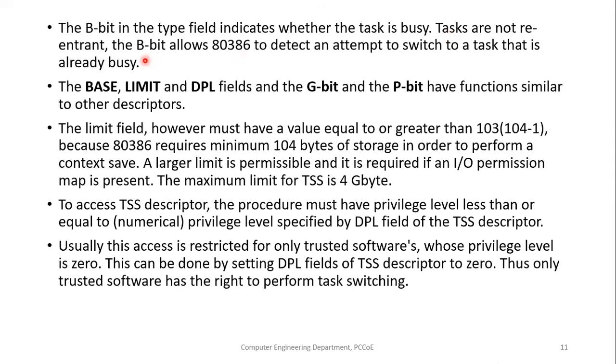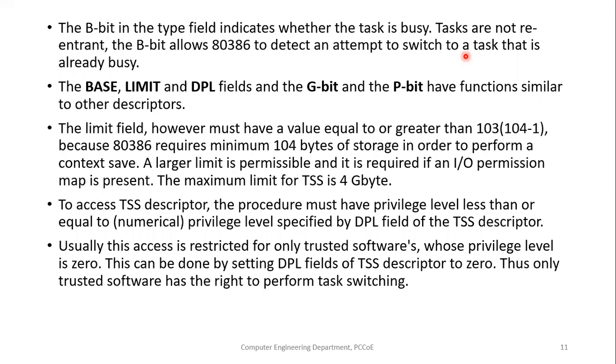So the B bit allows the processor to detect an attempt to switch to a task that is already busy. As these tasks are not re-entrant, the B bit will allow the 80386 microprocessor to find such a task that is already busy, and then it will carry on the further procedure. Then the next fields are the base, limit, DPL, that is the descriptor's privilege level, the G bit, and the P bit, the present bit. These bits are similar to the other descriptor fields.